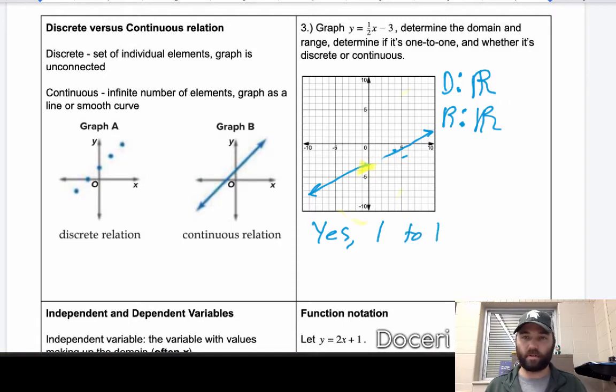And then what else do we want to know here? Domain, range, 1 to 1, whether it's discrete or continuous. This is continuous for sure. So yes, it is continuous. All right, let's move on.